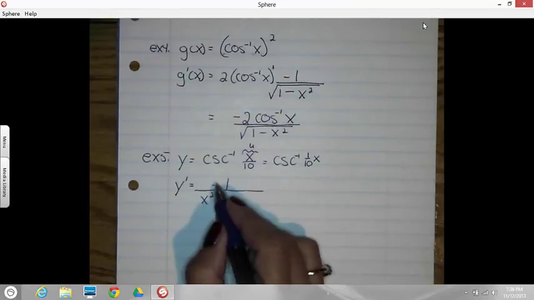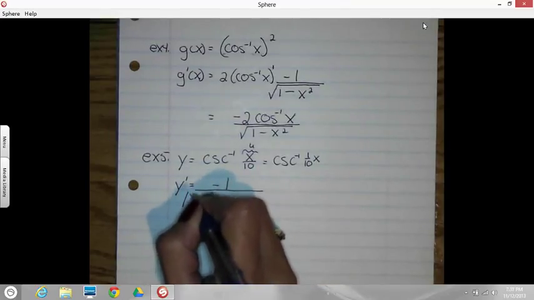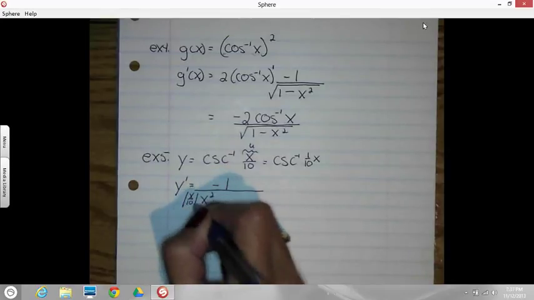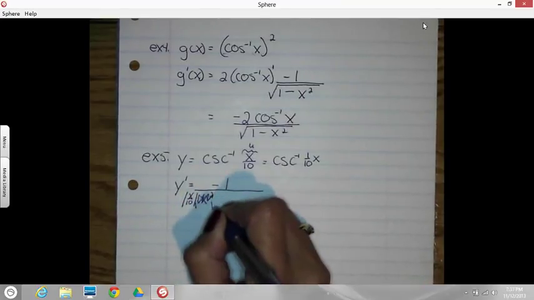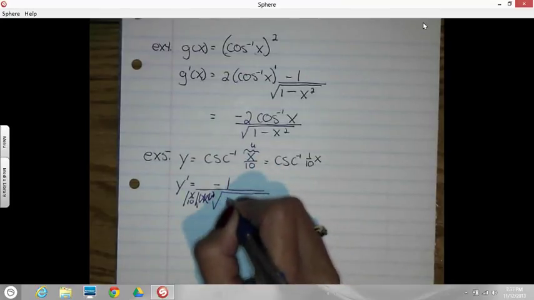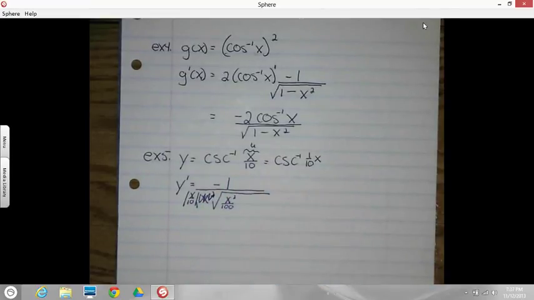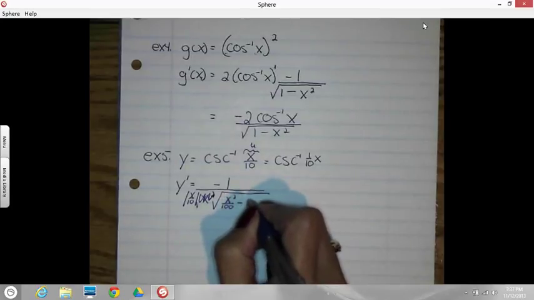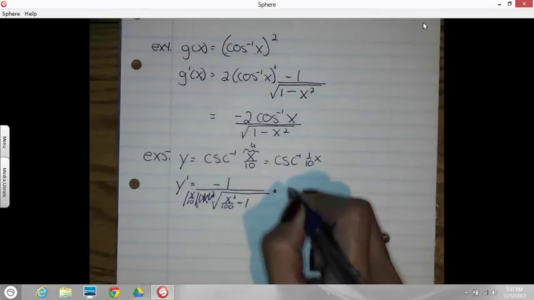Let's see. Negative 1 over the absolute value of u. Absolute value of x over 10. Then a square root. Forget that. Square root of u squared. That's x squared over 100. Squaring both of them. Minus 1. All times the derivative of the u. Here it's easier to see. The derivative is 1/10.